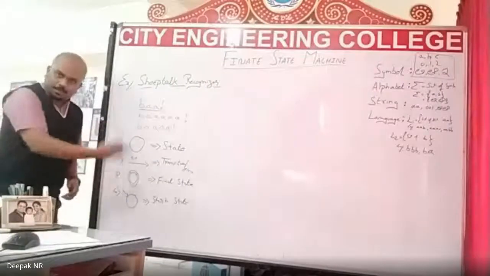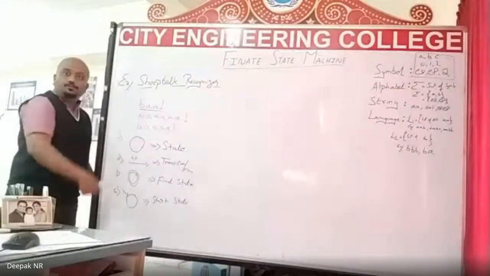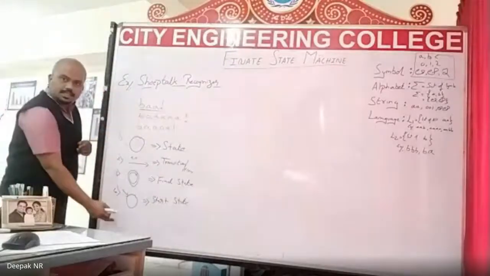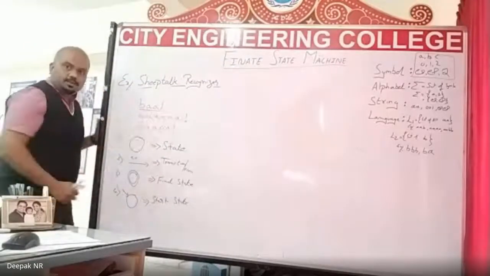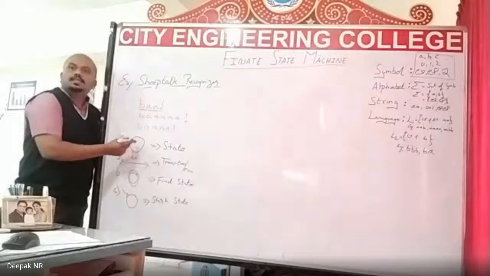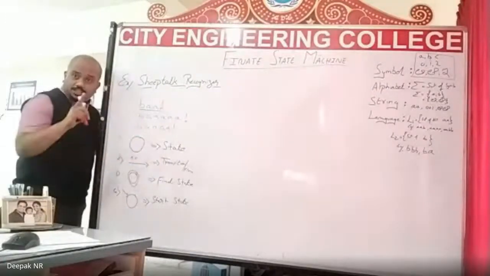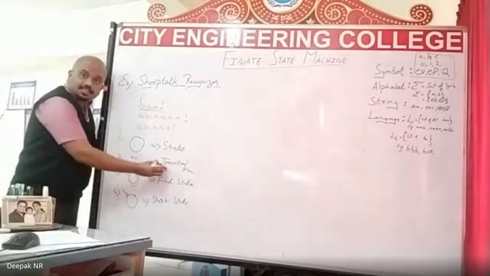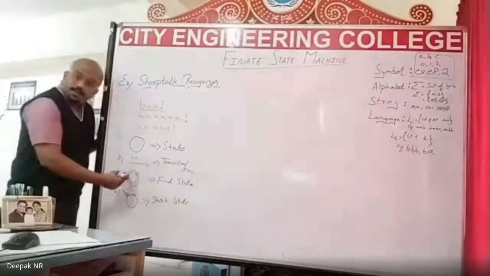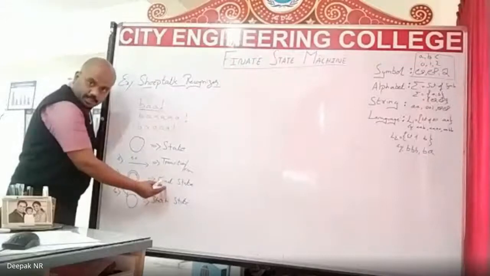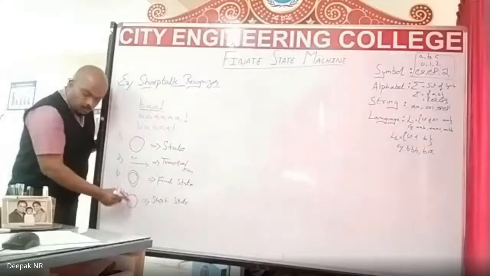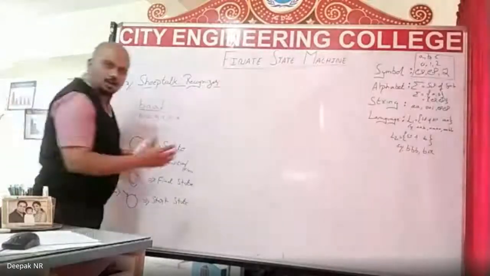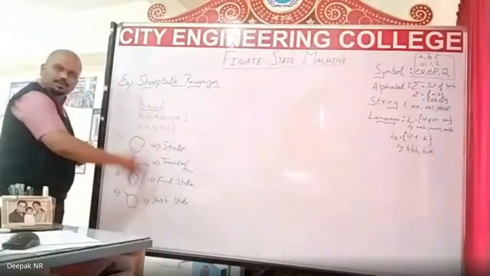Now let me repeat that. These are the symbols we'll be using to design a machine. A single circle represents one state. An arrow mark with one symbol represents a transition or a flow. A double circle represents a final state, and a circle with an arrow mark represents the starting state. Is that clear? Okay, now I'm done with the diagram symbols.